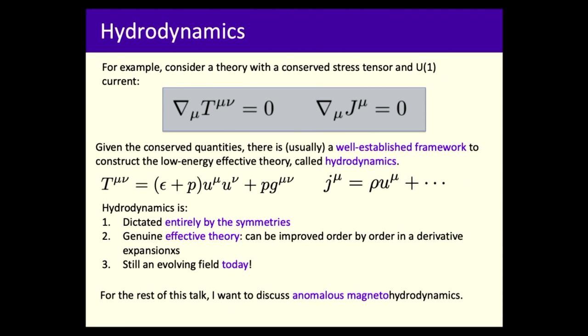And the third point is, it is still an evolving field today. Even though this is one of the first things we learn in undergrad physics, the framework of hydrodynamics is still continuously evolving. I'll mention some of these developments as I go through the talk. We continue to learn more and more about how to formulate hydrodynamics, how to solve problems in hydrodynamics. And today, I'm going to tell you about one problem that I think does not yet have a satisfactory hydro description, which is going to be anomalous magnetohydrodynamics. And I'll spend most of the time explaining exactly what I mean by this theory.